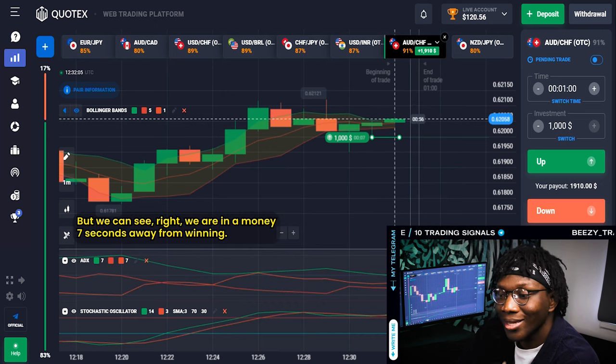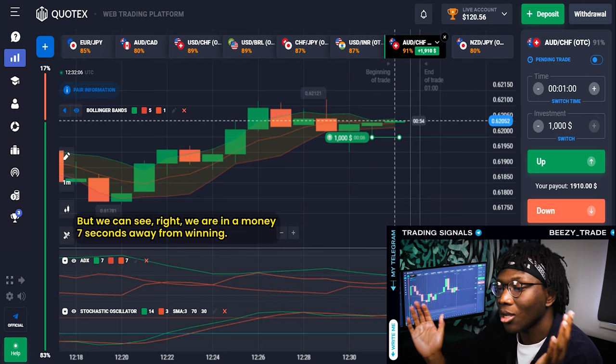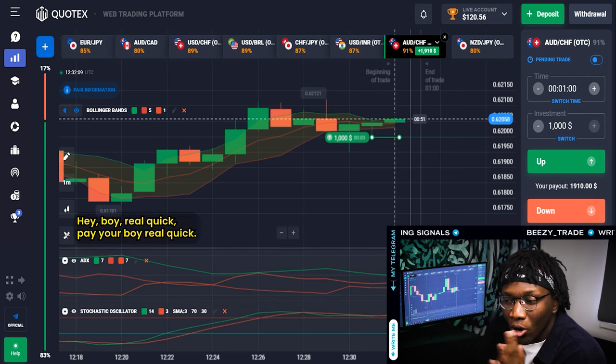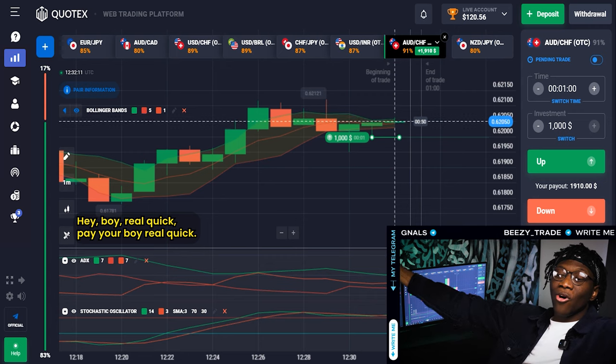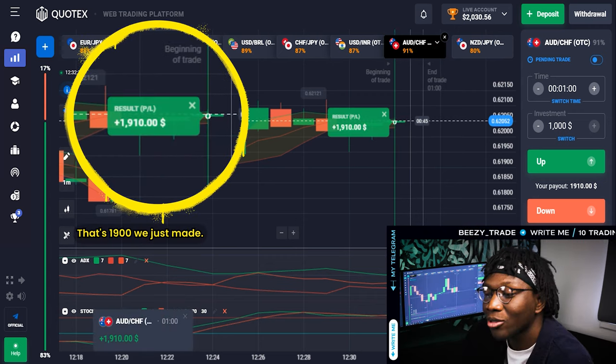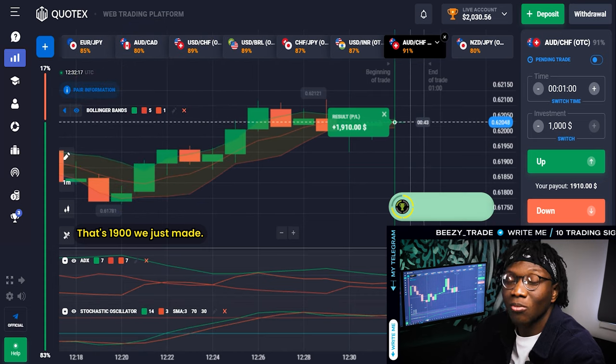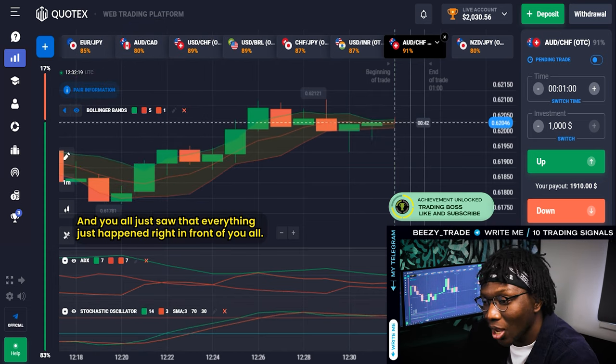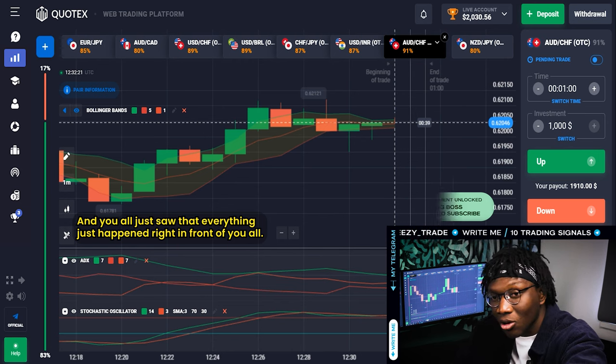We are in the money, 7 seconds away from winning. Quotex, pay your boy real quick. Boom, that's $1,900 we just made. And y'all just saw that. Everything just happened right in front of y'all.